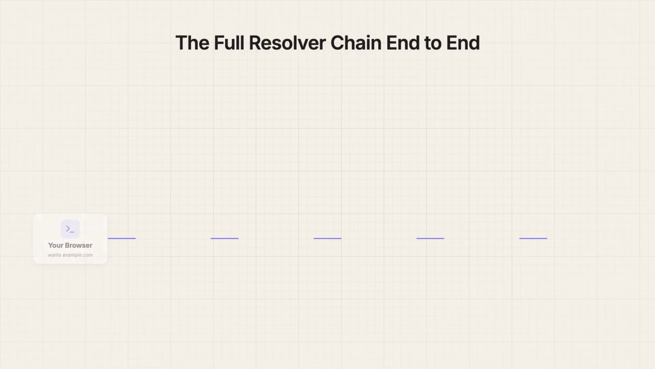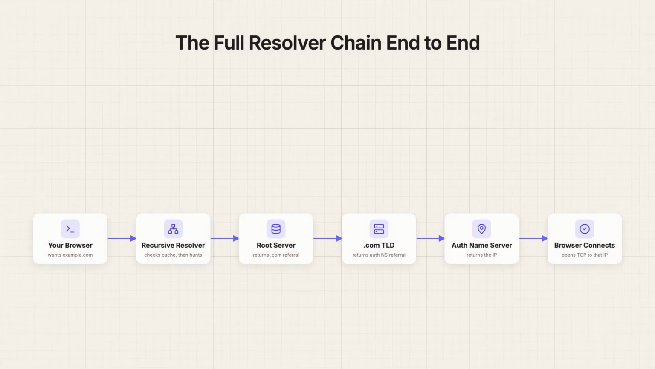Put it all together: your browser asks the stub resolver, which asks the recursive resolver. The recursive resolver has no cached answer, so it asks a root server, which points to the .com TLD server, which points to the authoritative name server, for example, for google.com. The authoritative server returns the IP. The resolver hands it back up the chain, and your browser finally opens a connection. Six hops, typically under 100 milliseconds.